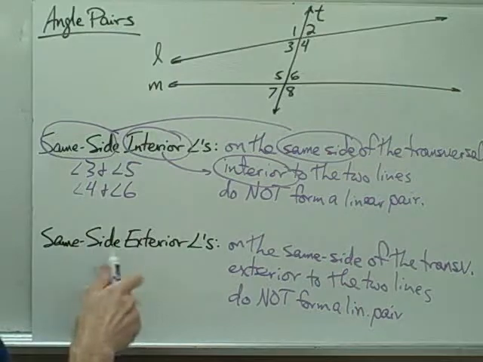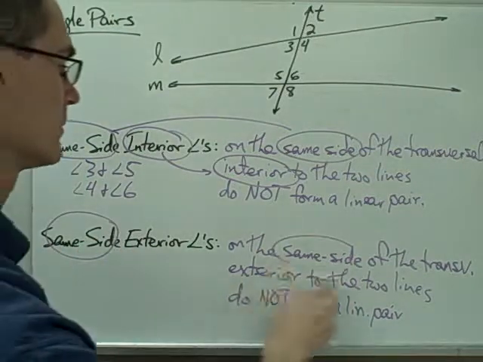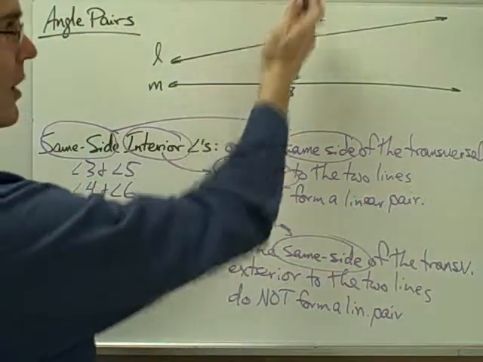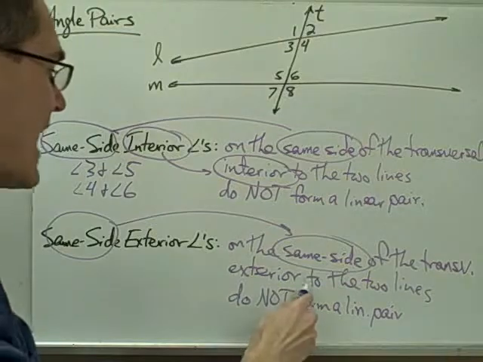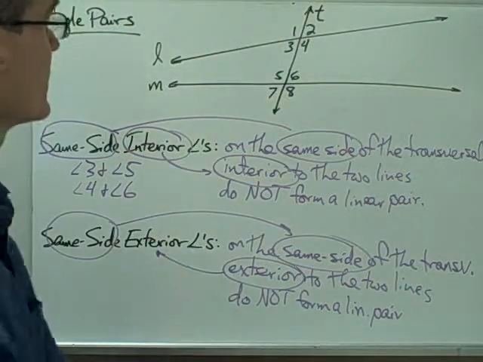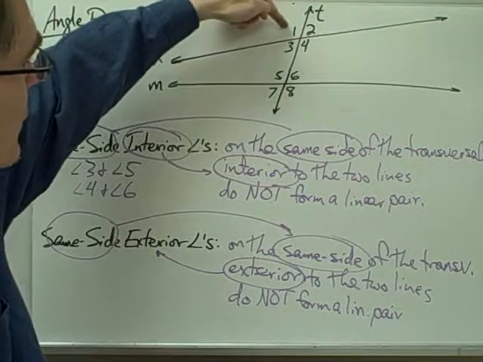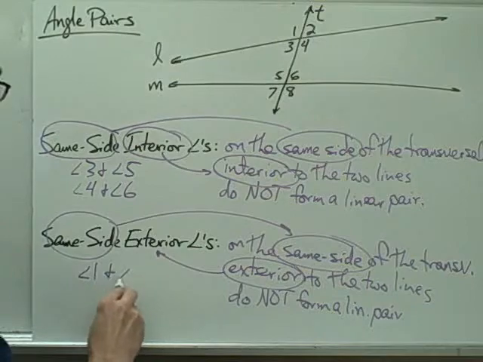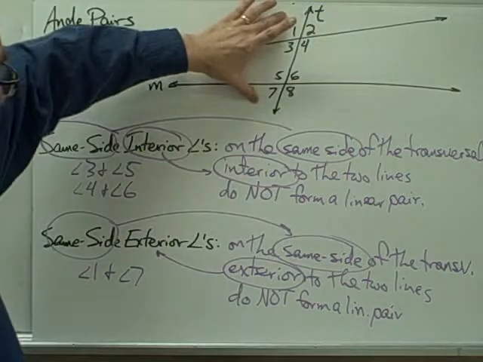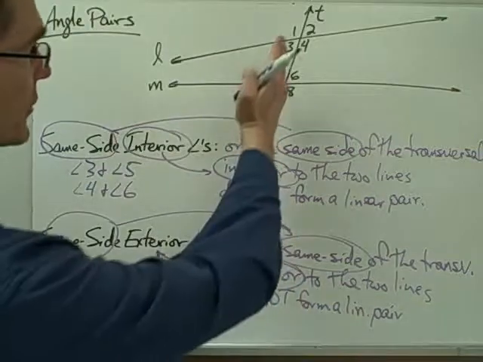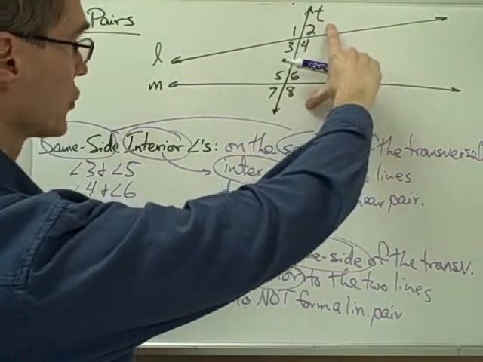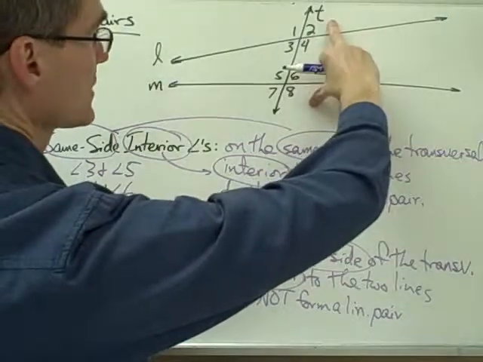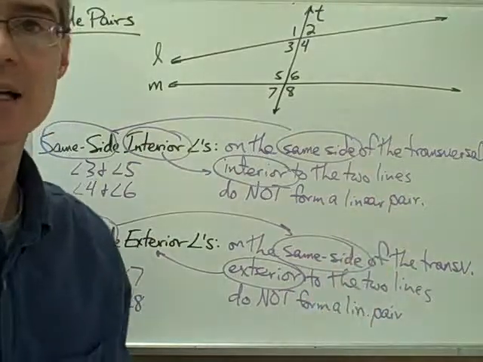Okay, so let's see. Same side of the transversal. So again, they're either going to be all on the left or all on the right for our pairs of angles. Exterior to the two lines. So on the left side of the transversal and exterior to the two lines, that's going to be angle 1 and angle 7. That's one pair of same side exterior angles. On the right side of the transversal, I'm going to have angle 2 and angle 8. And those are same side exterior angles on the right side of the transversal.